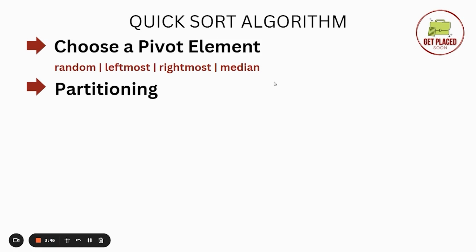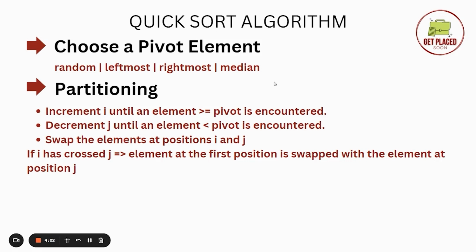Moving ahead, the next step is partitioning. Partitioning is a process where we find the exact index of the element that we consider as the pivot for the next iterations. To do that, we take two pointers, i and j. Let's place i at the left side of the array and j at the right side of the array, at the end. We keep incrementing i until an element which is greater than or equal to the pivot is encountered, and we keep decrementing j until an element less than the pivot is encountered. Once we stop i and stop j, we swap the elements at positions i and j. This is how the iterations go.